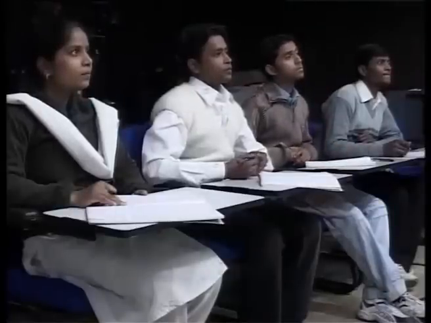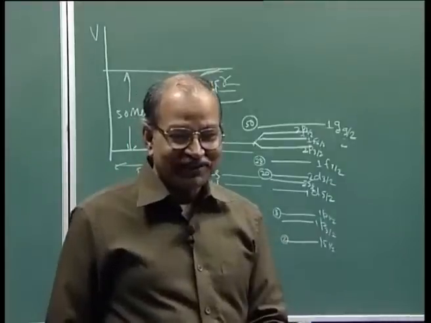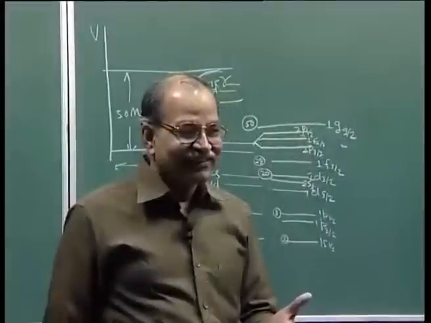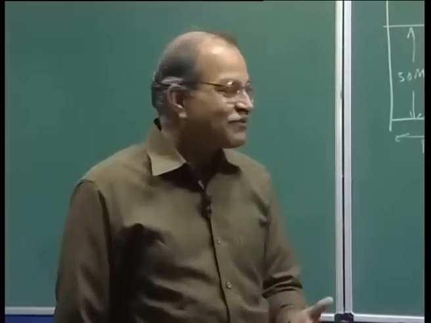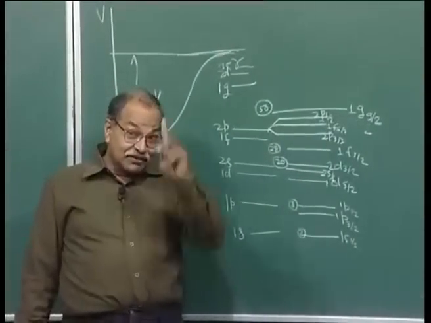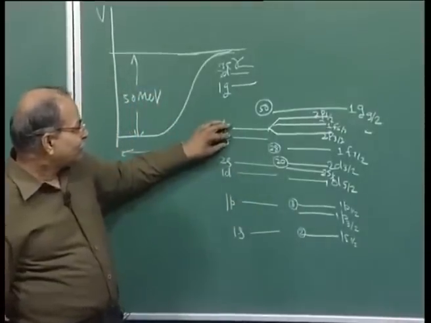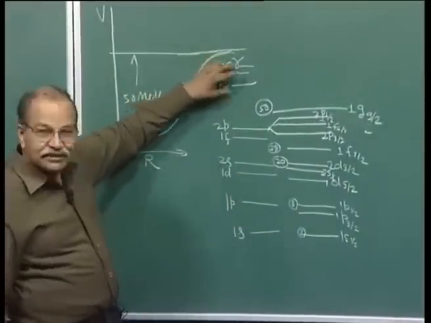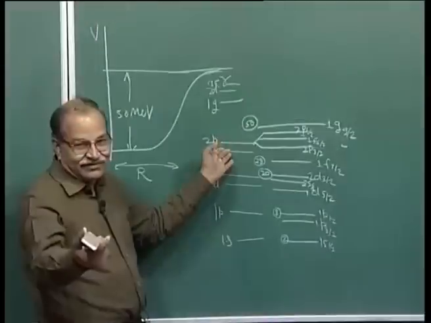Guess how much time you will take, suppose I rub everything and ask you to write the levels starting from scratch. 5 minutes, 2 minutes, maximum 2 minutes. What do you have to do? You have to first imagine your harmonic oscillator potential: 1s, 1p, 1d, 2s, 1f, 2p, and then 1g and 2d and 3s harmonic. That should take you some 30 seconds.